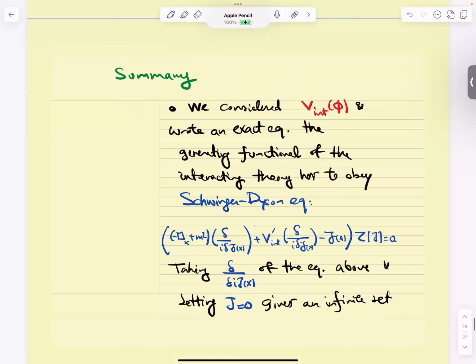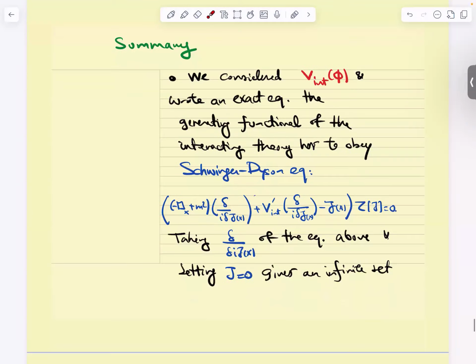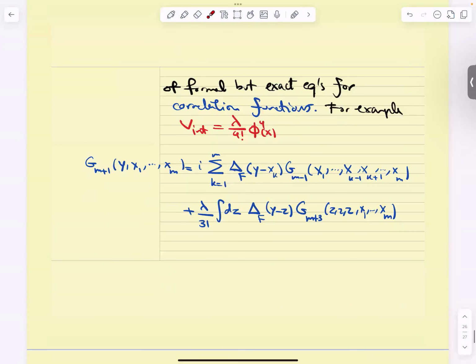All right, so what did we do? We considered some general interaction for a scalar field. We wrote down exact equations that the generating function of the interacting theory has to obey, the so-called Schwinger-Dyson equation. By repeatedly taking derivatives with respect to J from this equation and setting J equals 0, we get an infinite set of formal but exact equations that correlation functions of quantum field theory fully non-perturbatively have to satisfy. An example was this one for lambda phi 4.